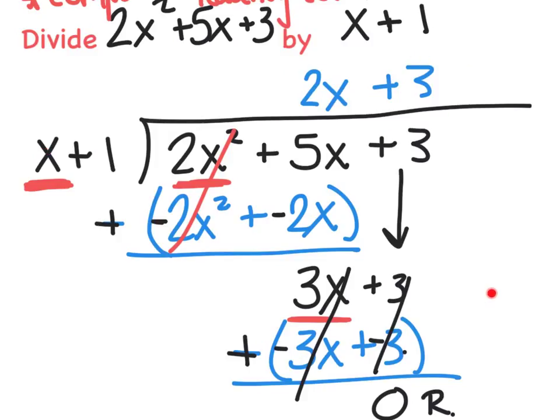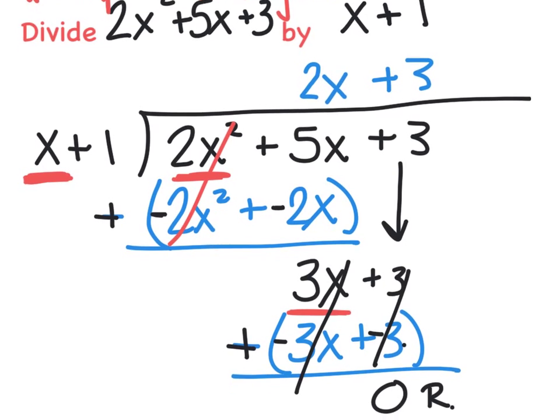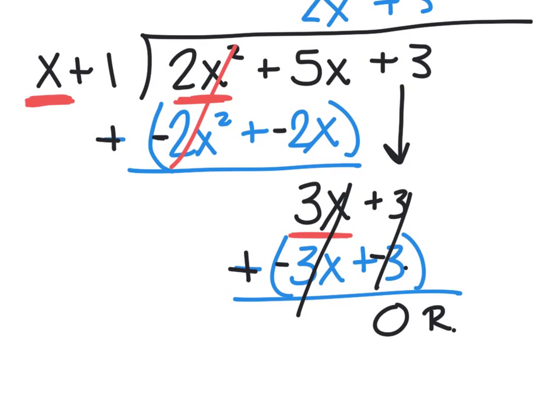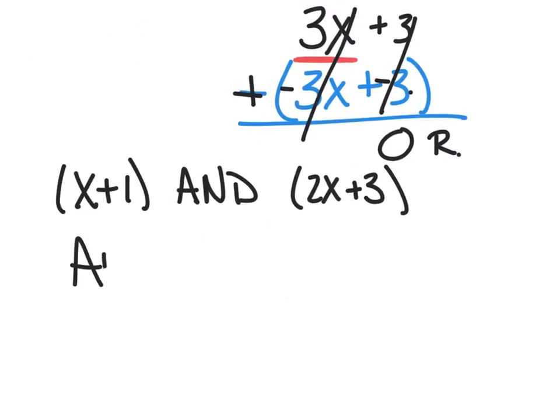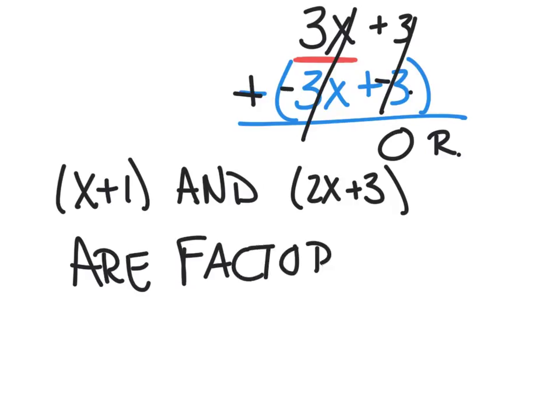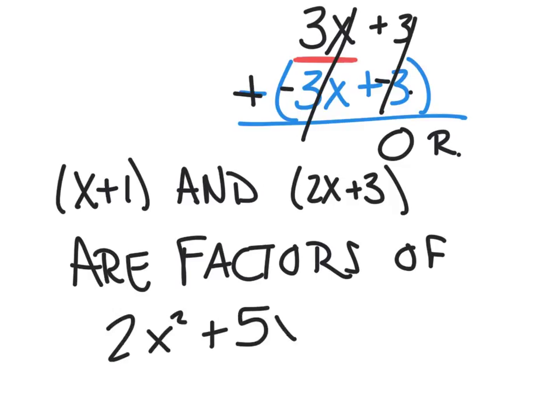So let's jot down what we've just discovered. X plus 1 and 2x plus 3 are factors of 2x squared plus 5x plus 3.